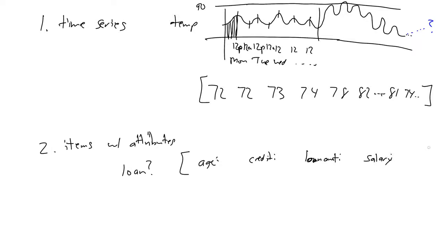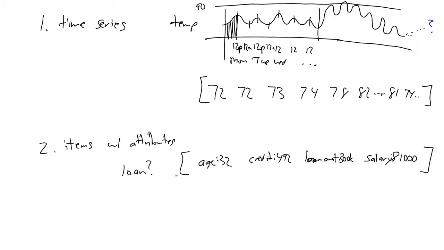This is tailor-made for a vector representation, because I'm going to say this person was 32 years old, their credit score is 492, and they're buying a house, so they want to borrow $300,000, and their salary right now is $81,000 or whatever it is.